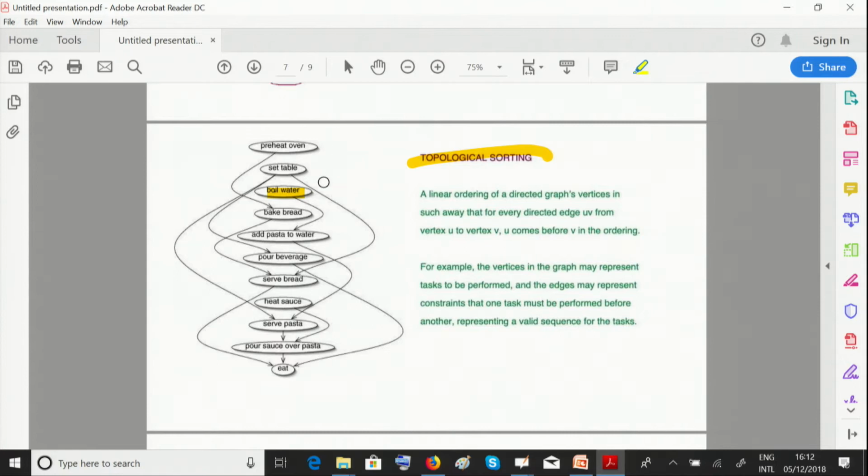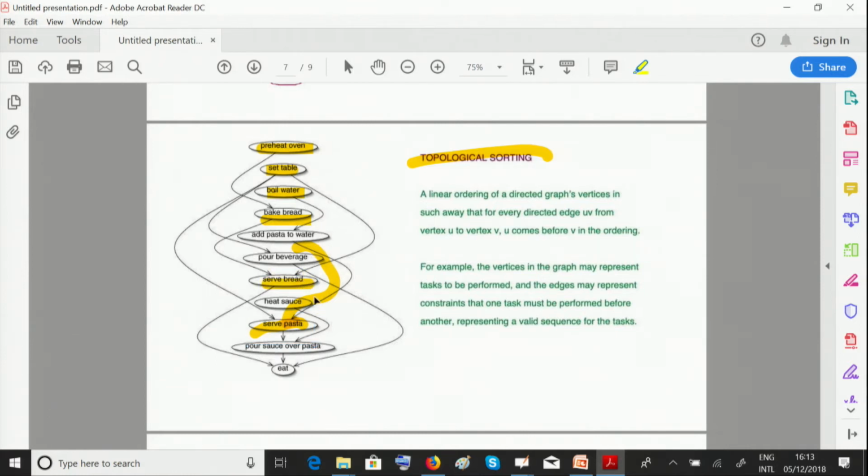A good example would be cooking a dish of pasta. I need to first preheat my oven to bake my bread, and I also need to bake my bread. So that is the condition that happens before serving the bread. Then for boiling the pasta, I first boil the water and add pasta to the water, and then I follow it up by serving the pasta. But serving pasta also requires me to set the table, right? So I will have to set the table before I serve either the pasta or the bread.